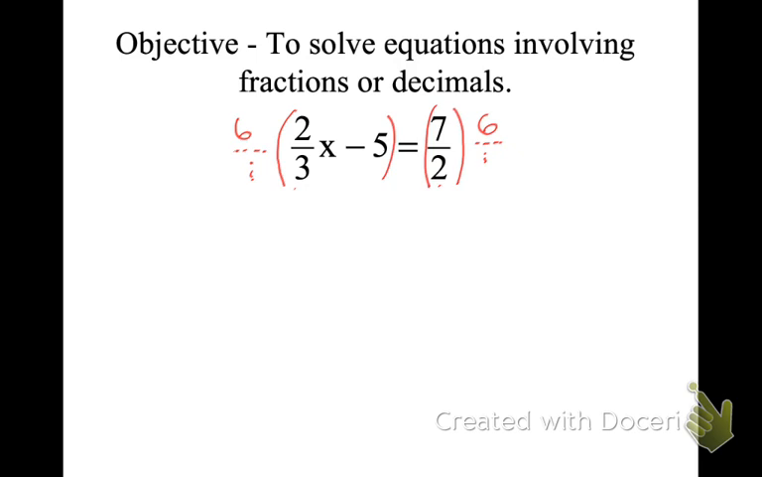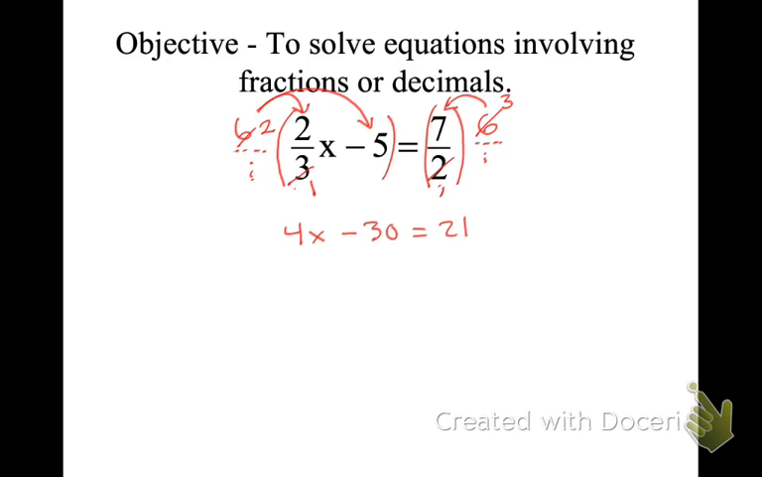Okay? So when I distribute here, I'm distributing the 6 to everything. 3, I can cross cancel. 3 goes into 3 once and into 6 twice. So I'm left with 2 times 2x. That makes 4x. Now I'm going to distribute again. 6 times negative 5 is negative 30. And now I'm going to distribute again. Here I can cross cancel. 2 goes into 2 once and into 6 3 times. 3 times 7 is 21. And now it's a much easier problem to solve.